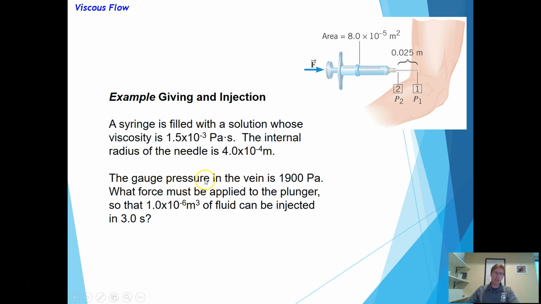So let's say that the gauge pressure in my vein, again, remember gauge pressure is the difference between the pressure inside and atmospheric, so the gauge pressure in my arm is 1900 pascals. All right? What force must be applied to this plunger to make sure that the fluid inside of here, which has a total volume of 1 times 10 to the negative 6 cubic meters, can be injected in just 3 seconds? Pause it, try this one out, and then we'll walk through it together.